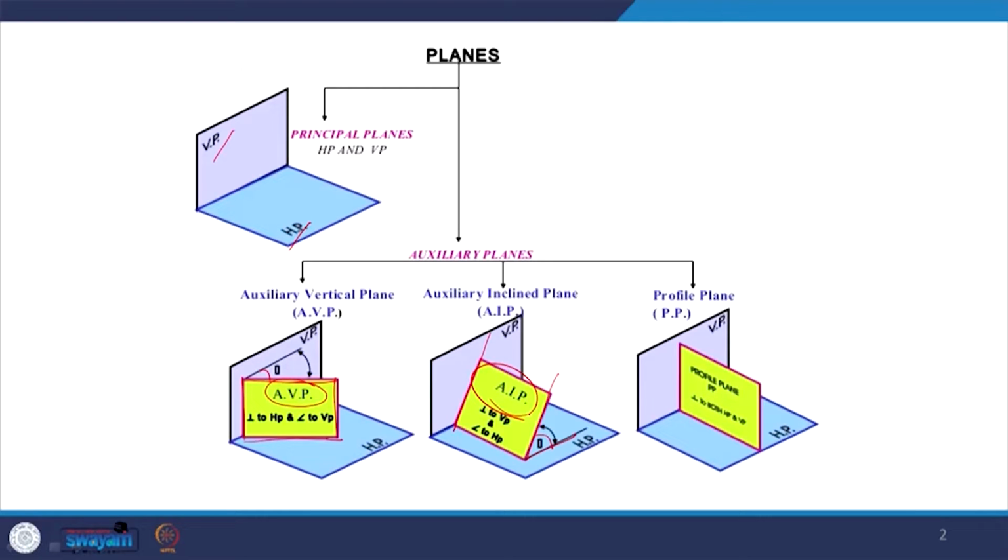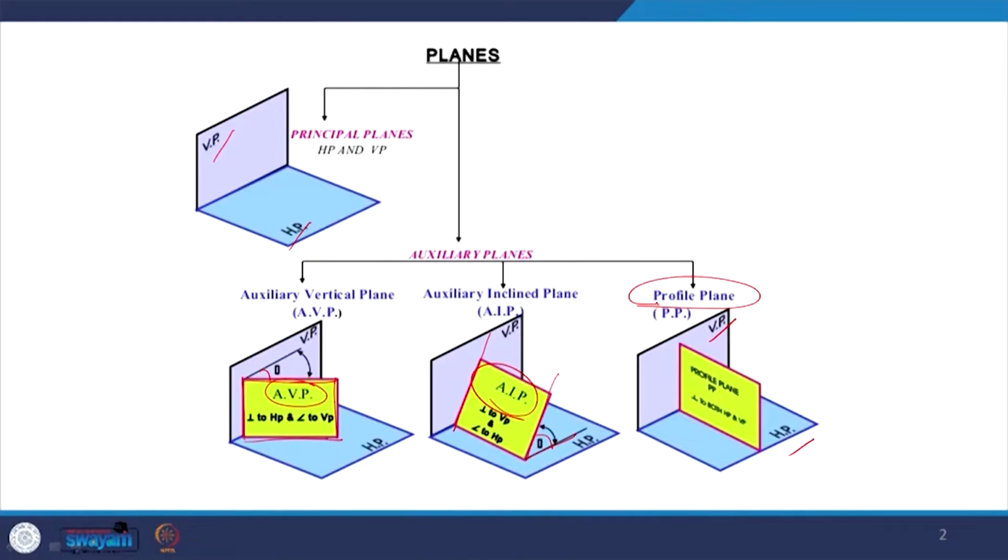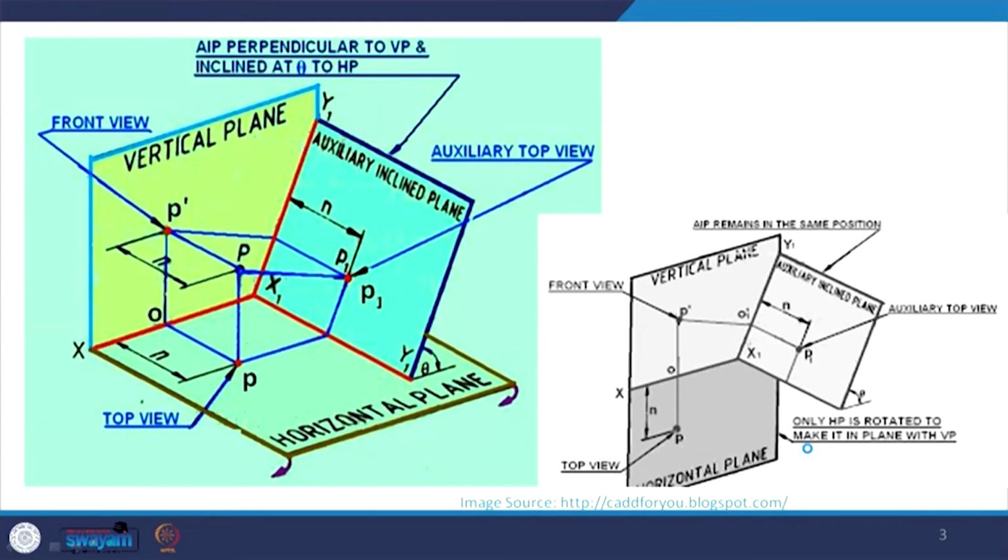The third plane which we have been seeing as the side plane, or a plane which is perpendicular to both the reference planes, is called a profile plane. So, this plane is perpendicular to both VP and HP. These are the three different types of auxiliary planes that we need in orthographic projections. Now, how do we really draw the projections on these auxiliary planes?